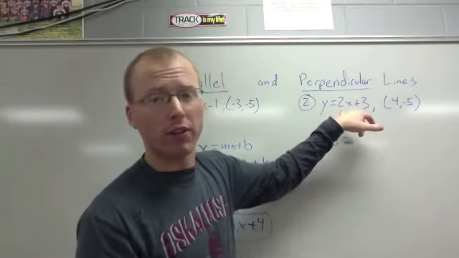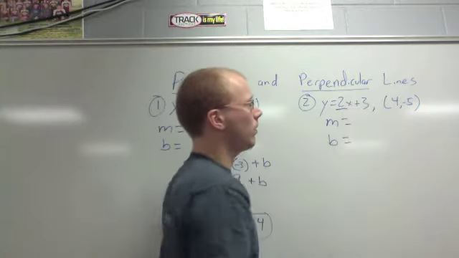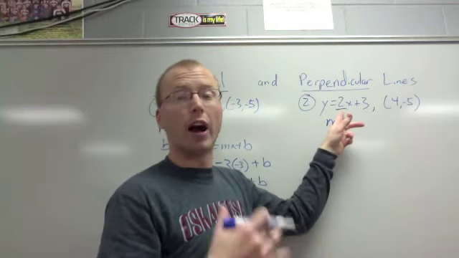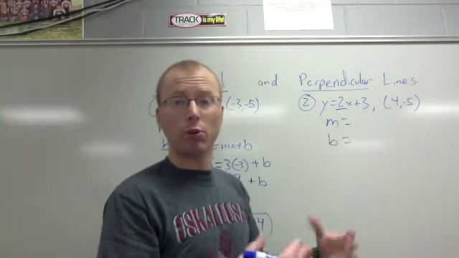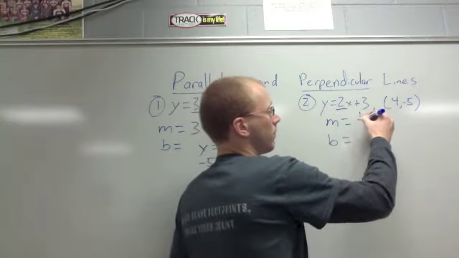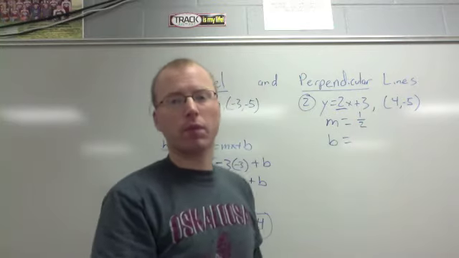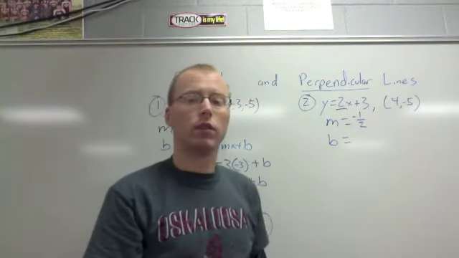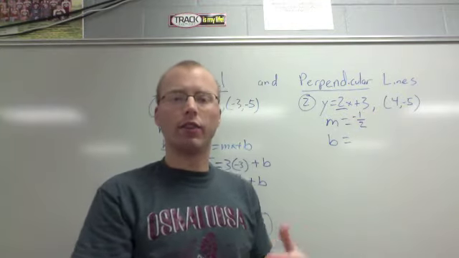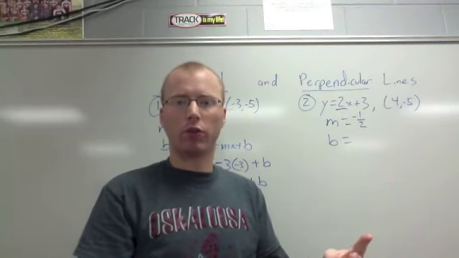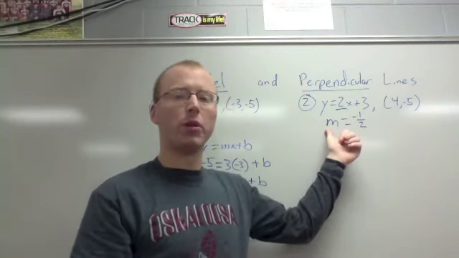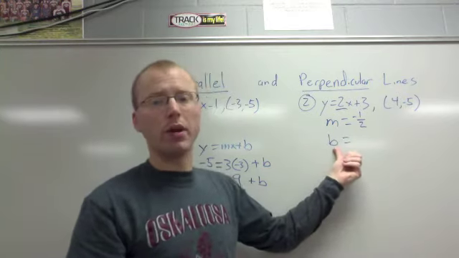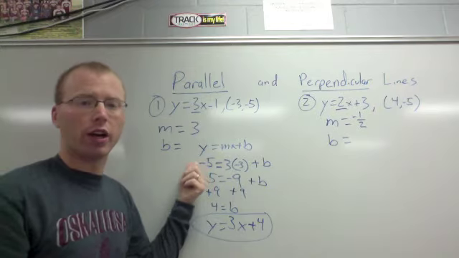So since our slope of this line is 2, to find the slope of our perpendicular line, we're going to find 2's reciprocal, which we know is 1/2. And then we're going to make it negative. So negative 1/2 is the negative reciprocal of 2. And so the slope of our perpendicular line is negative 1/2. And we're going to solve for b just like we did in our first example.